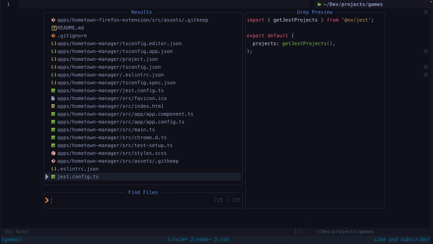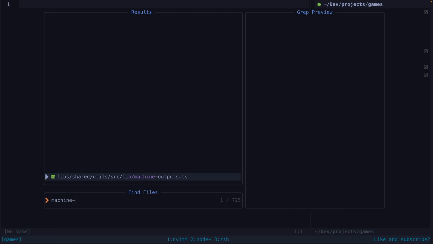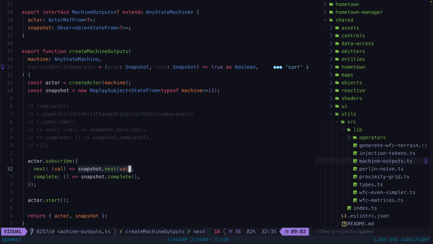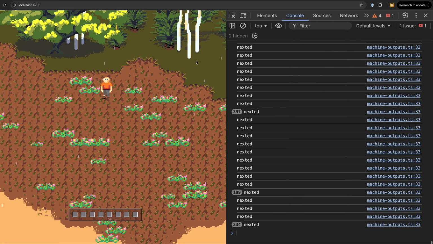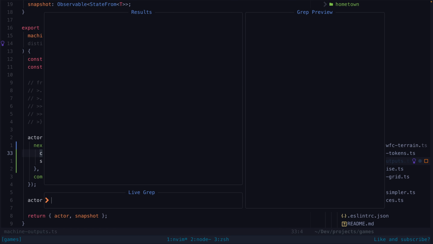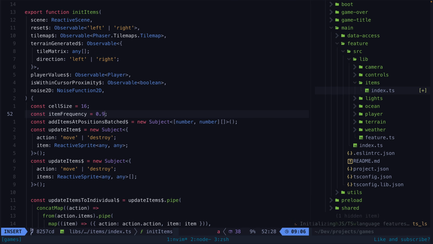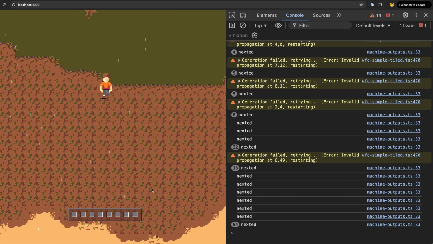As a sort of poor man's way to count how many times this subject is being nexted, I added a simple console log. This is not particularly scientific, but it is good enough to see that this subject is being nexted somewhere in the realm of 1,000 times a second, certainly enough to make it an obvious concern. We can verify it is likely the number of items and their state machines that is causing this high usage, by greatly decreasing the number of items on the screen, and then we see far less console logs.